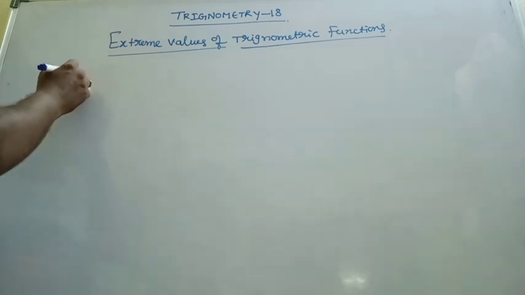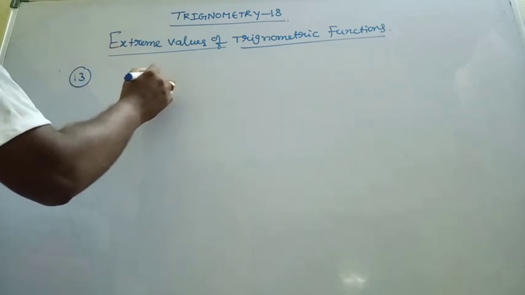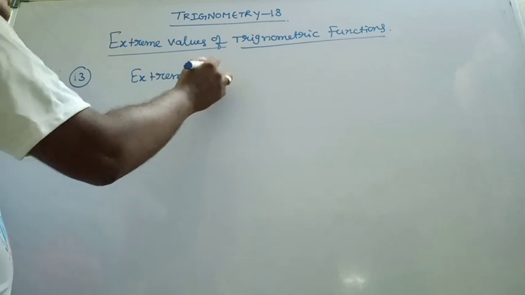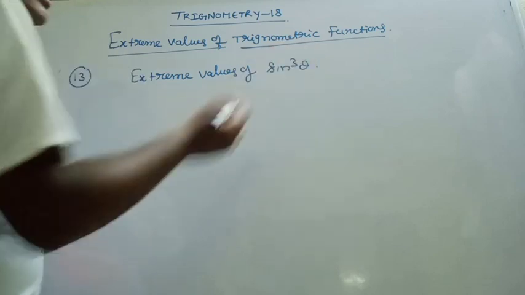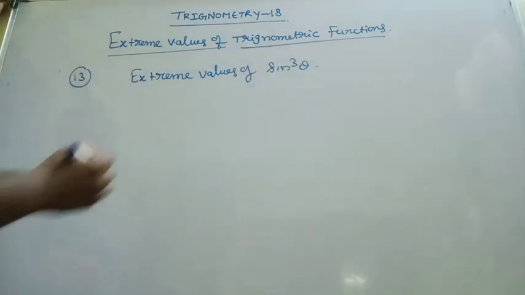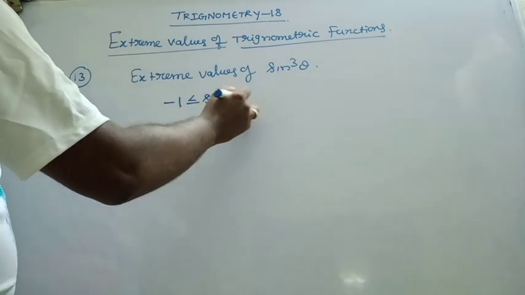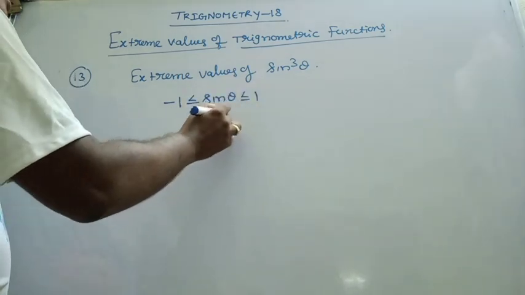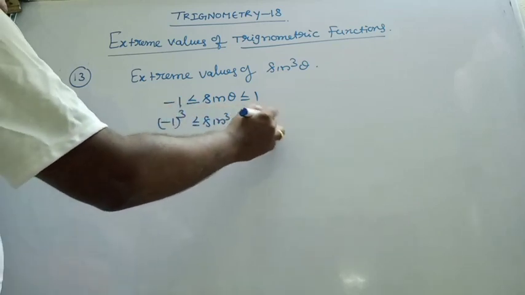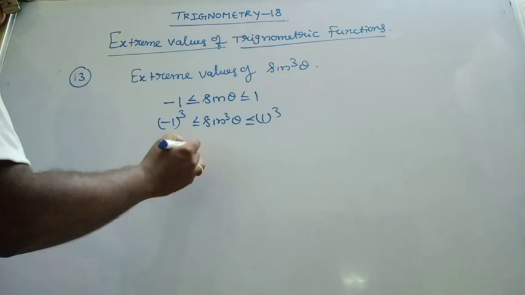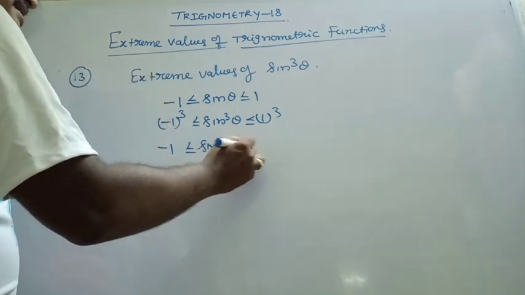Next, we are discussing the extreme values of sine cube theta. If you take sine cube theta, let us generalize this result. Of course, you know that actually -1 is less than or equal to sine theta, which is less than or equal to 1. When you do cubing on both sides, this is nothing but -1 cube less than or equal to sine cube theta less than or equal to 1 cube. You are going to get the same thing: -1 cube is -1, and sine cube theta is less than or equal to 1.